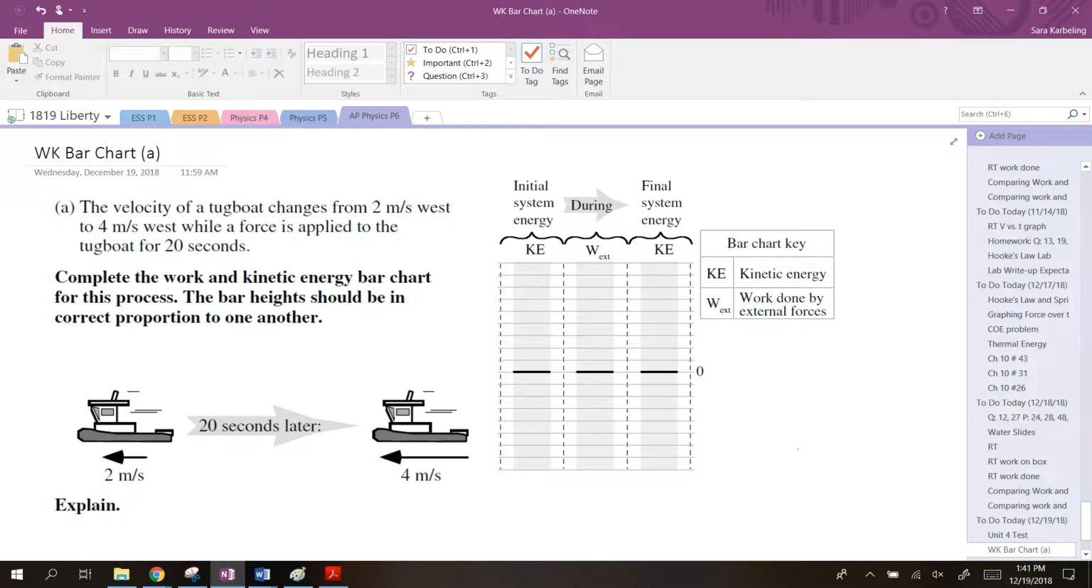All right. So if you have finished this, great. If you haven't, let's talk about it. It says the velocity of a tugboat changes from 2 meters per second west to 4 meters per second west while a force is applied for 20 seconds.